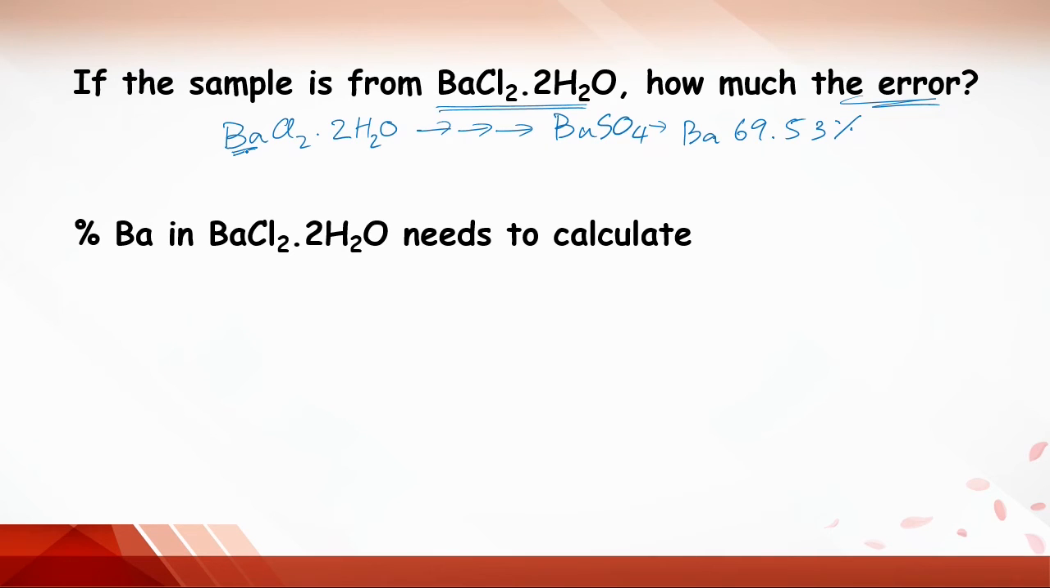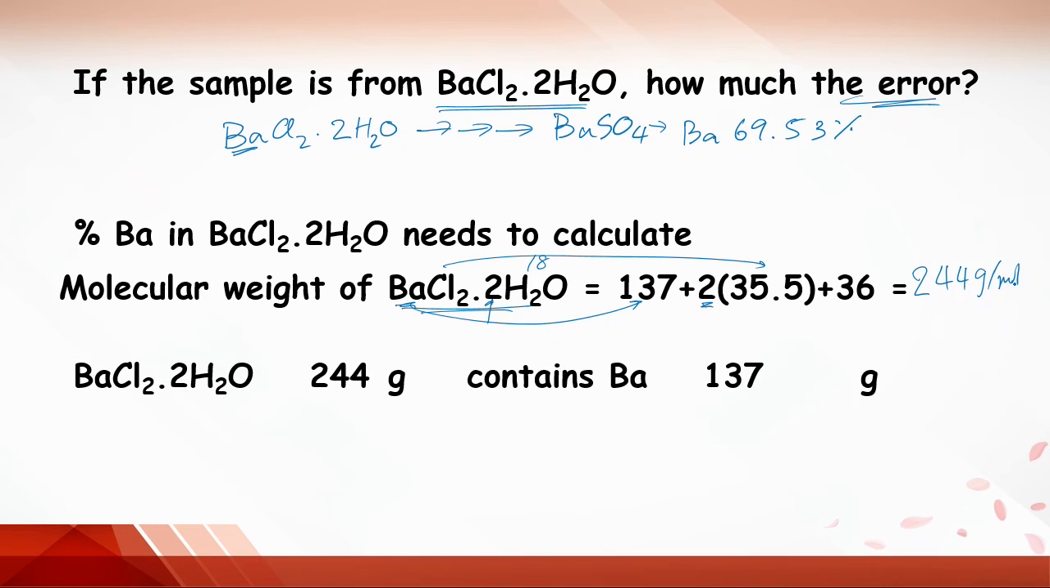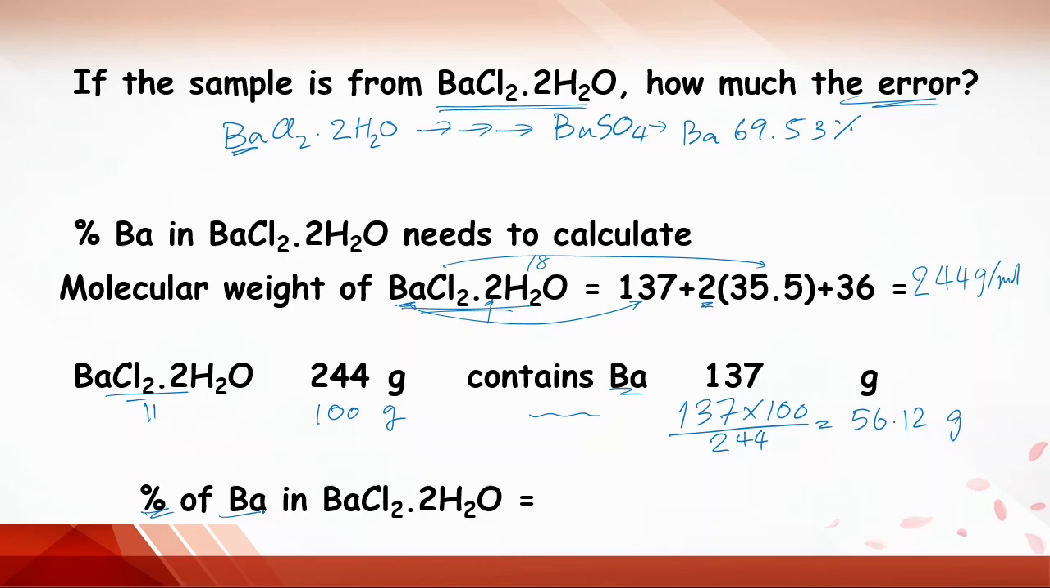We need to calculate the percent. Knowing the molecular weight of barium chloride dihydrate crystal, barium is 137 and chlorine is 35 with 2 atoms, and water is 18 times 2, which is 36, so it totals 244 grams per mole. The relationship between molecular weight and barium is like this. So we extrapolate to 100 grams. We get barium of 137 times 100 divided by 244, which is equal to 56.12 grams. This number means the percent of barium in barium chloride dihydrate crystal is about 56.12%.